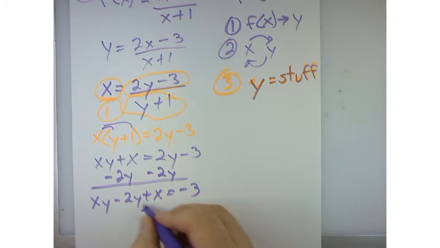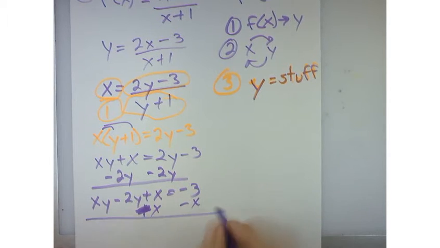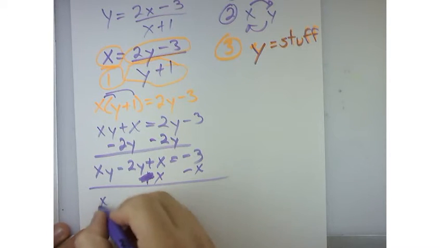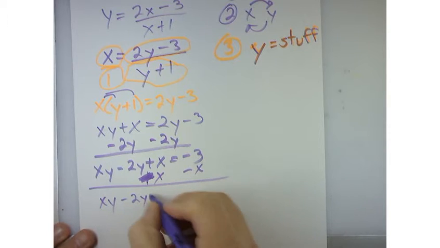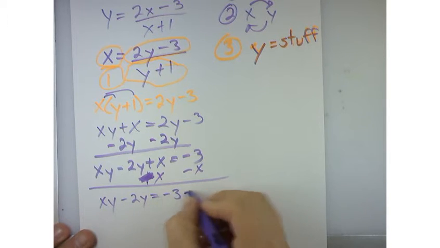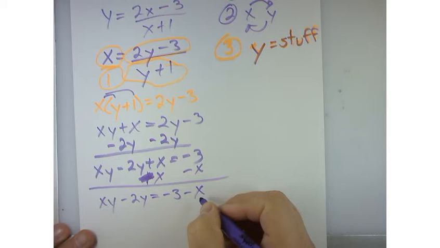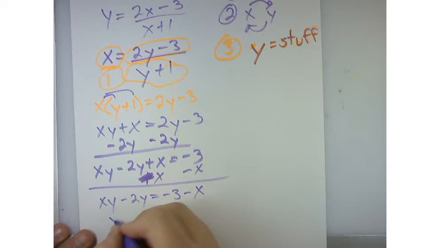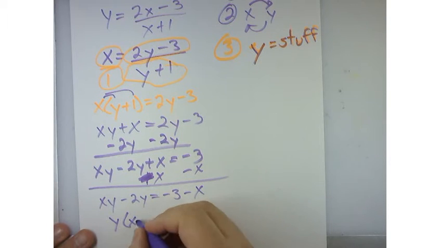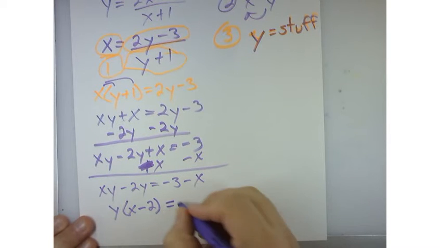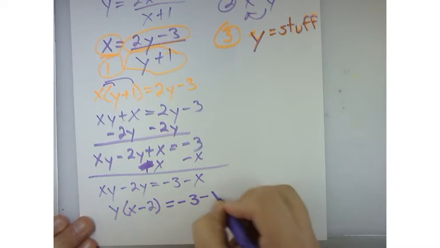I'm going to isolate the y by subtracting x from this side and subtracting x on this side. And I'll get xy minus 2y is equal to negative 3 minus x. Okay. Then what I'm going to do is factor out a y, which leaves me with x minus 2, and set that equal to negative 3 minus x.